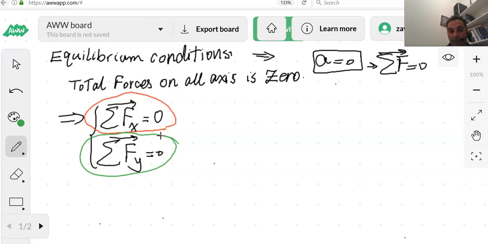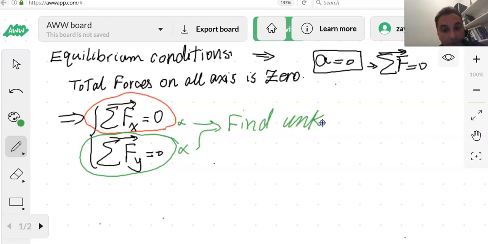So whenever they say an object is in equilibrium, we have to apply these two things. Number one, total force on the x-axis is zero, and total force on the y-axis equals zero. Then we solve them as a set to find the unknown. Okay? So let's do one problem. Let me give you one example about equilibrium conditions.